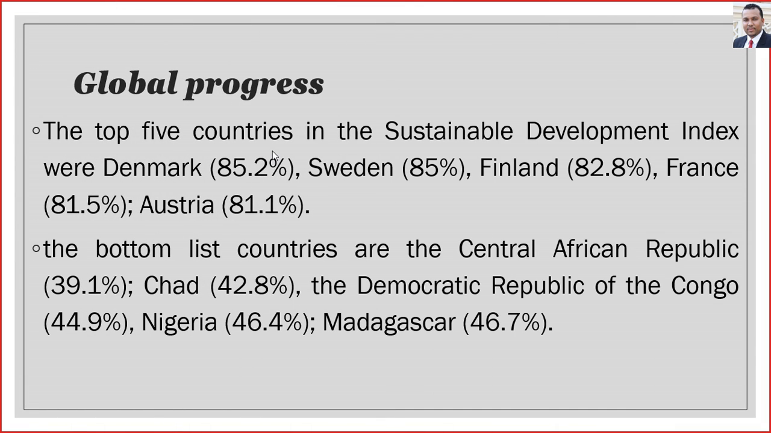The next, what about global progress? Global progress in achieving the Sustainable Development Goals. Number one, we compare between two lists. The first, top 5 list, and the second, bottom 5 list. All the top 5 list are in Europe, based on the Sustainable Development Index. For example, Denmark number 1, achieved 85.2% of sustainable development. Next, number 2, Sweden, Finland, France, and Austria. What about the bottom list?